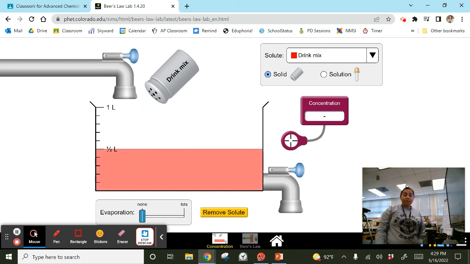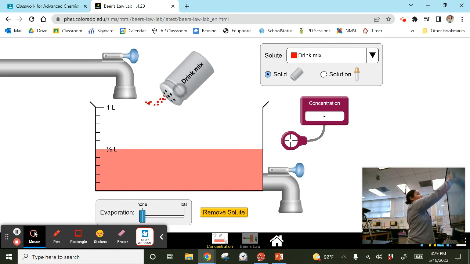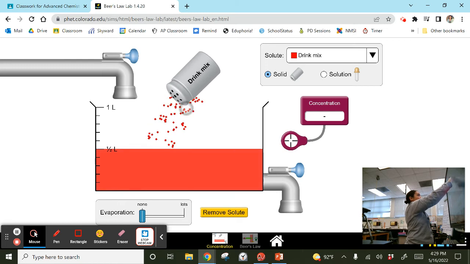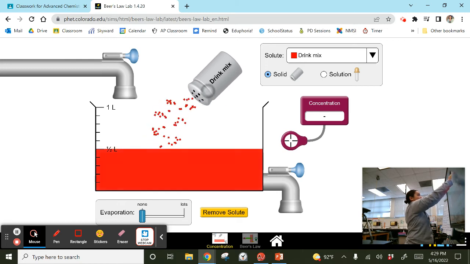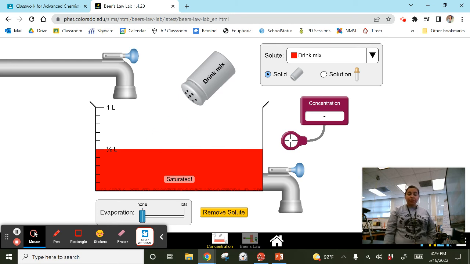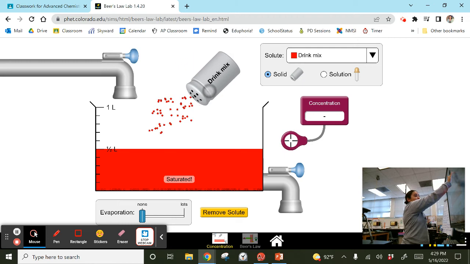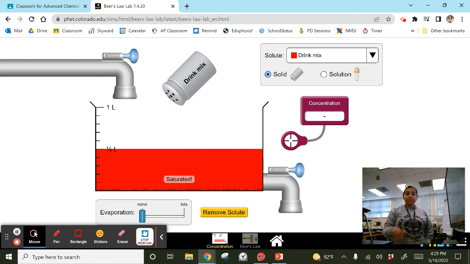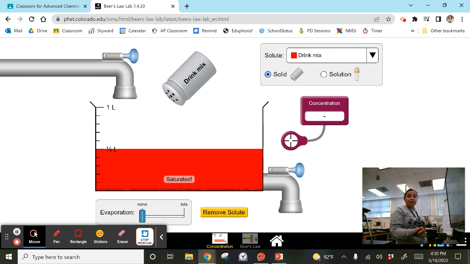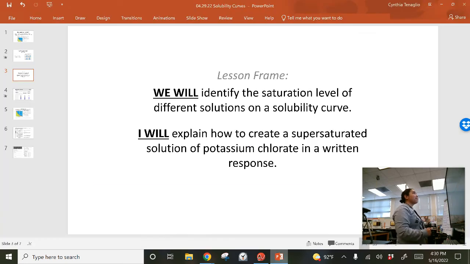So I want you to notice that the more drink mix that I add, the more concentrated the solution gets. But I'm going to continue adding and see what eventually happens. There comes a point at which the solution is said to be saturated. That is, if I keep adding drink mix, it's not going to continue to dissolve. Any extra solute that I add will just sink to the bottom of the container. And so that's kind of what today's lesson is all about.